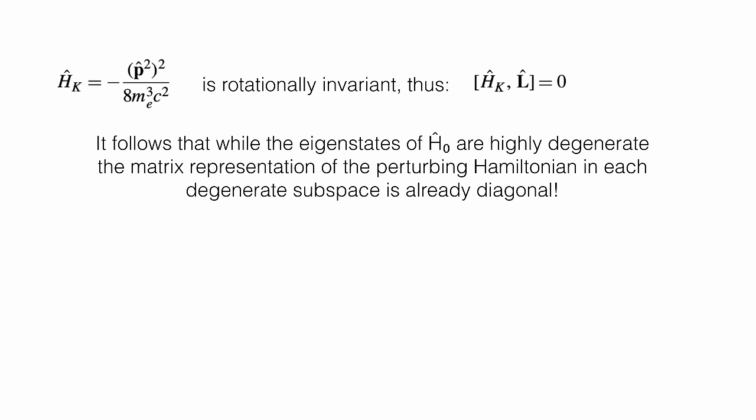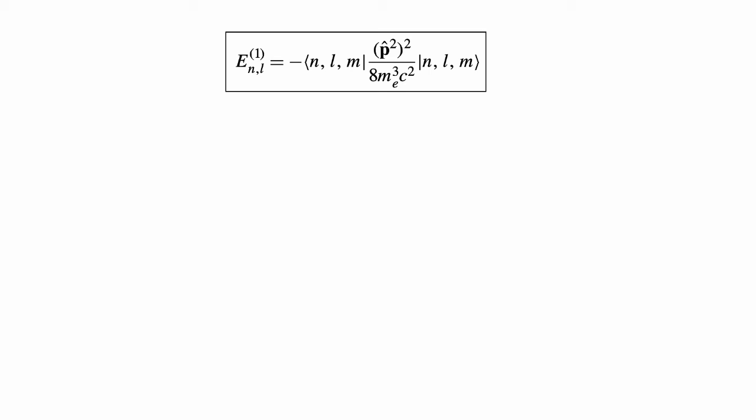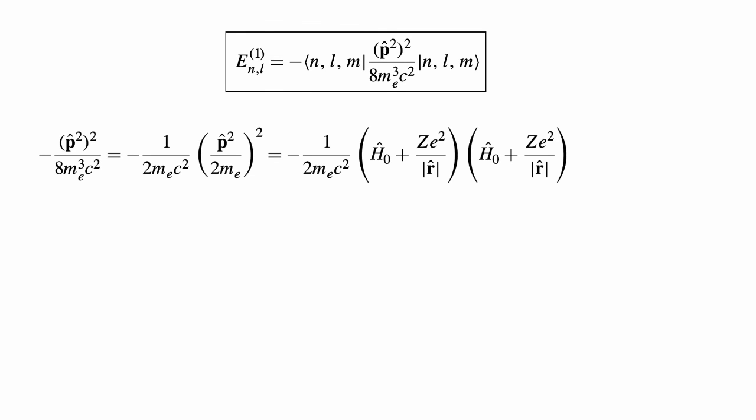So that means, in other words, that the perturbation theory here shows that the Hamiltonian, the matrix representation, will be diagonal. So all I need to do is calculate the diagonal element of that perturbation, which is obtained, for example, by this expression. This is the expression we need to calculate.